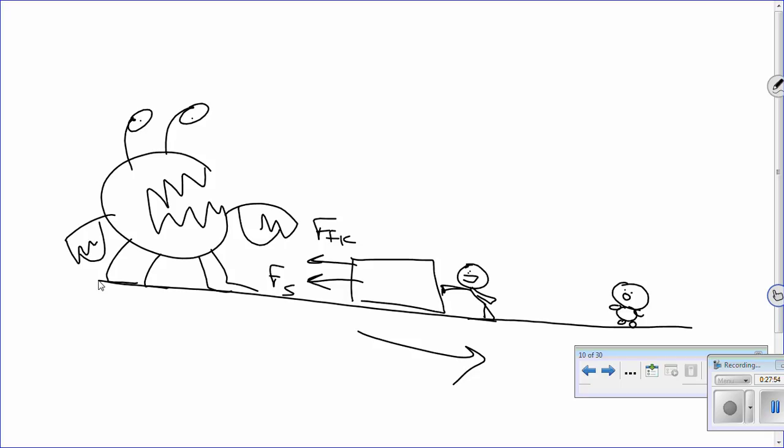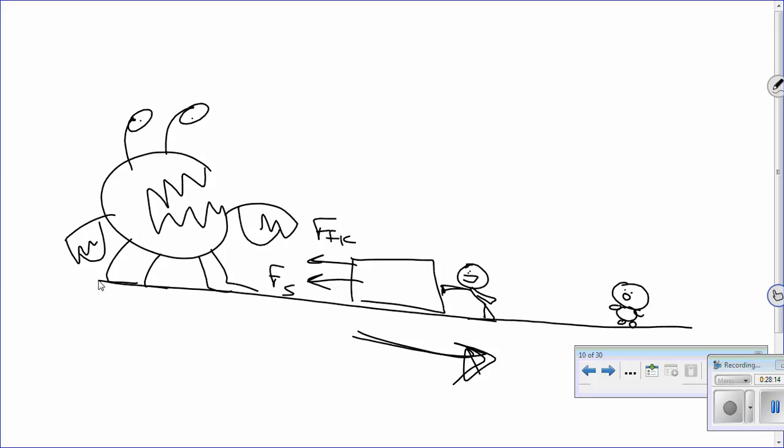Even though Superman is pushing left, friction is also to the left, because friction doesn't care what Superman is doing. Friction just doesn't want the thing sliding this way. So in that example, you've got two forces both working towards slowing the object down. That make sense?